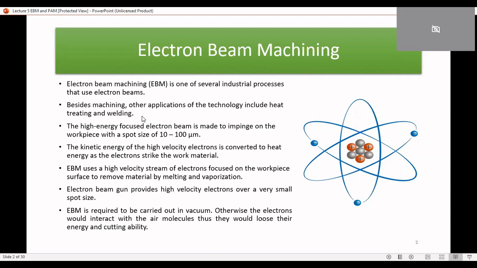Heat treatment means that if you want to apply certain heat to a localized area of the workpiece for heat treatment purposes, or welding, then you can use this particular process also.